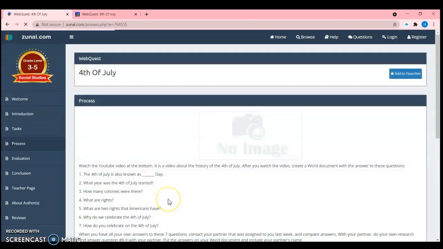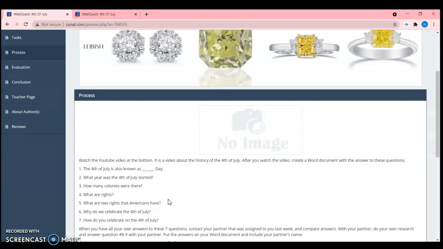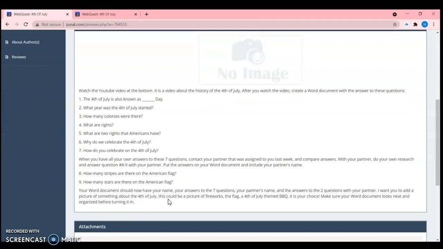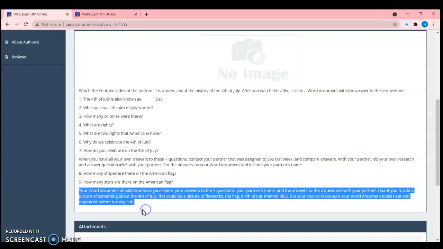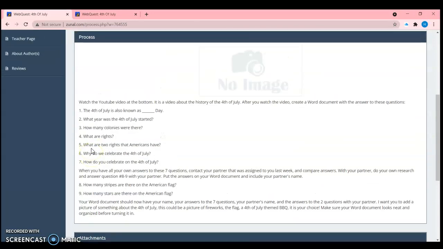Under process, it is a more detailed explanation of all the things that the students will be doing. Questions 1 through 7 they do on their own. Then it tells them how the next questions they need a partner. And then questions 8 through 9 they do with a partner. And then the last little section gives, again, just an overview of their Word document that they will be submitting. Down here is the YouTube link for a 4th of July video.